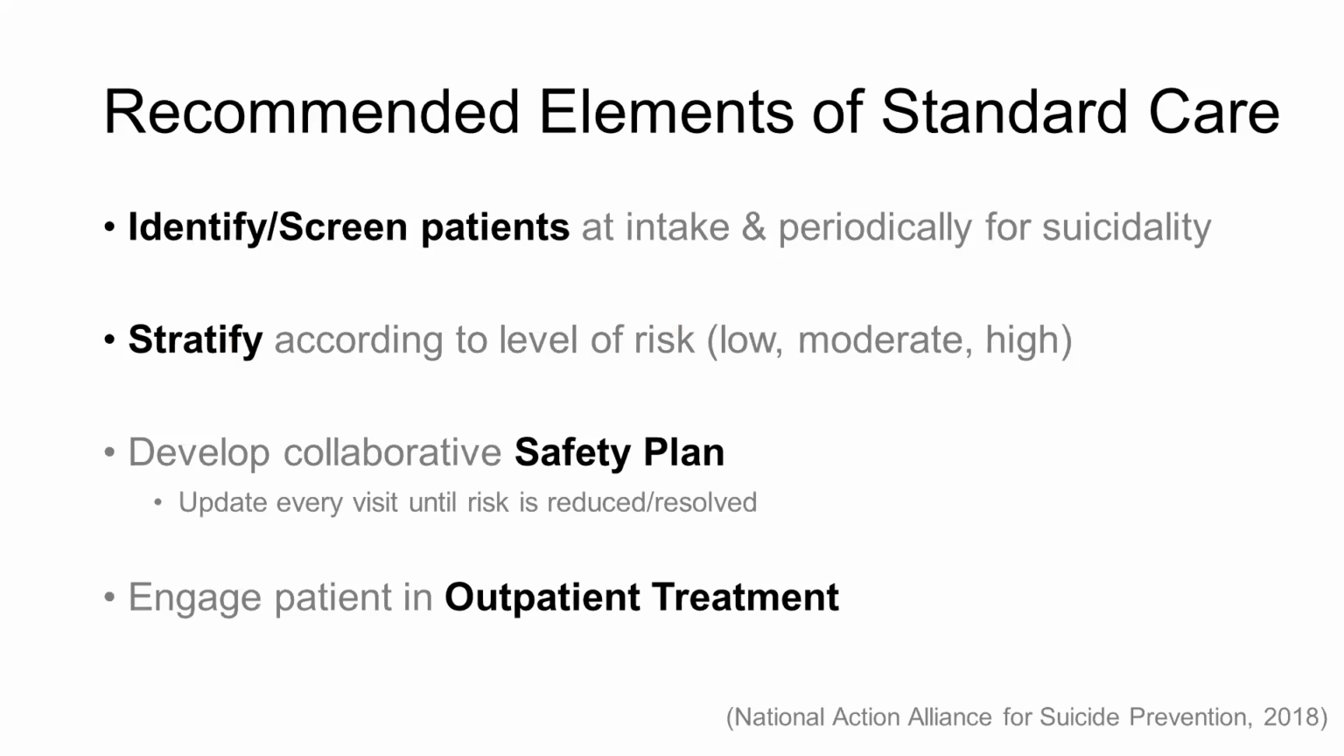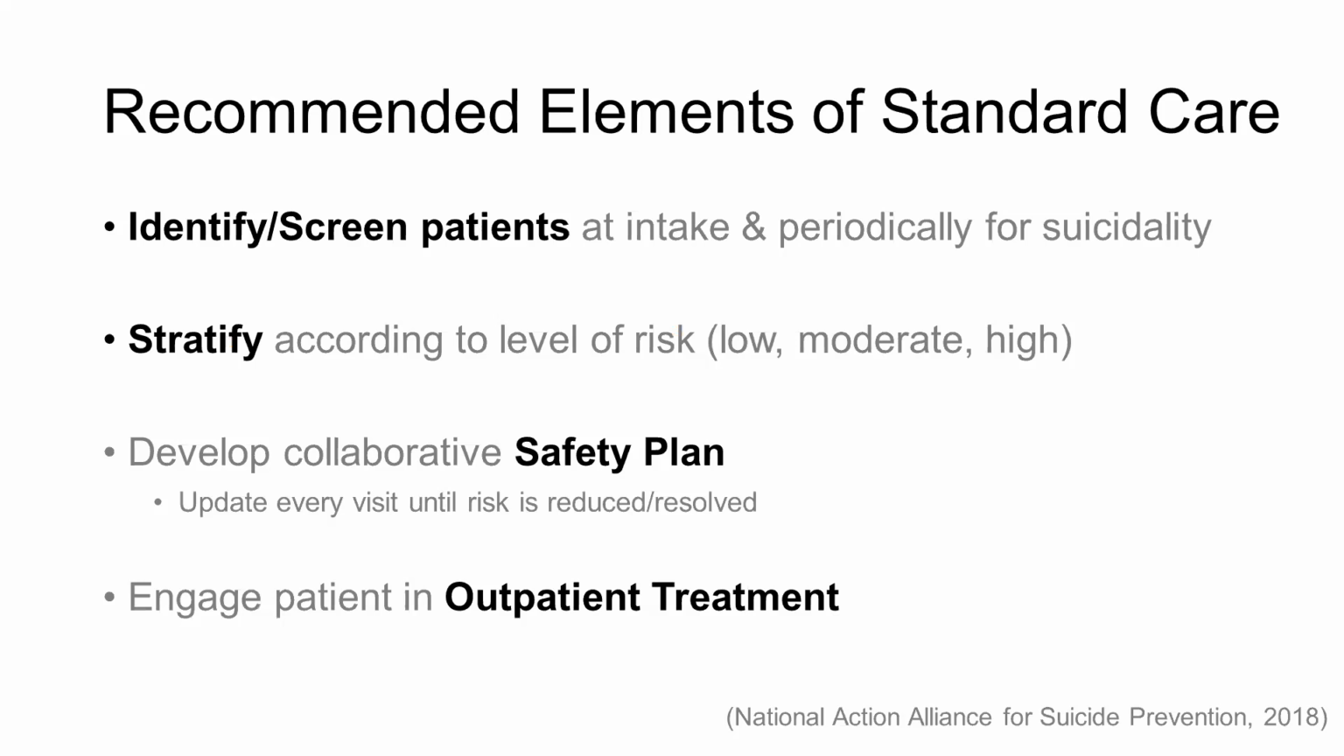So reminding ourselves about the recommended standard care for people who are experiencing suicidality. Again, in order to help someone who's suicidal, you first have to figure out who they are. So there's this identification and screening piece that we've talked about. You'll need some way to assess them and to organize people into low, moderate, and high risk categories. Where we'll focus today is that safety planning piece.